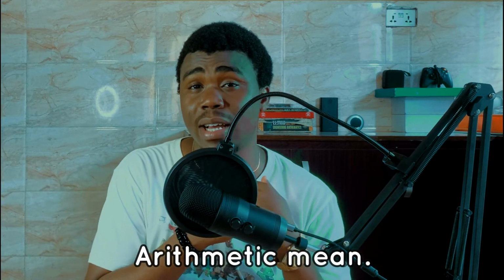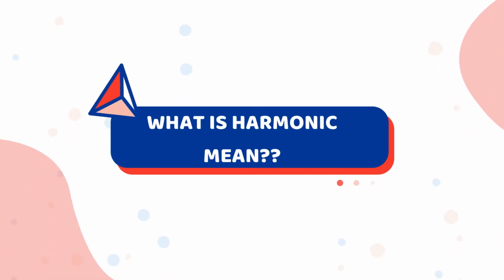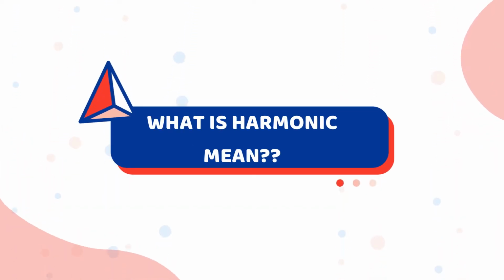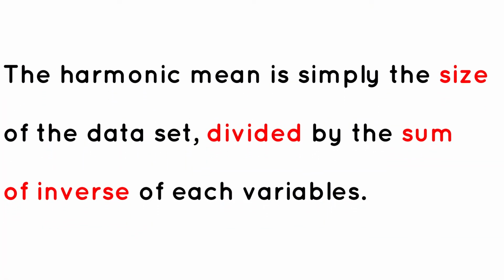In the last two videos, we've talked about the concept of the arithmetic mean and the geometric mean, and for today, our attention is on the harmonic mean. That begs the question, what is the harmonic mean? In mathematical terms, the harmonic mean is simply the size of the data set divided by the sum of the inverse of the individual variables present in that data set.